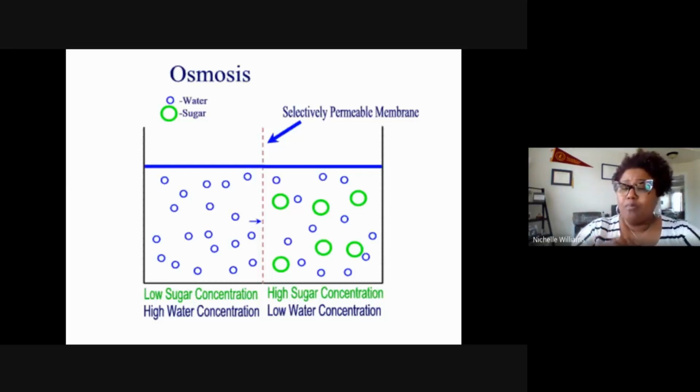So the blue dots are moving. They are moving where there is less sugar on this side. And so you see the arrow moving. It's less sugar and more water on the left. And so some of that water is going to move to try to bring down that high concentration of sugar. So the sugar molecules are too big to move across the membrane, but the water molecules can move. And so that's what's happening in osmosis. It is the movement of water to try to bring an equilibrium.